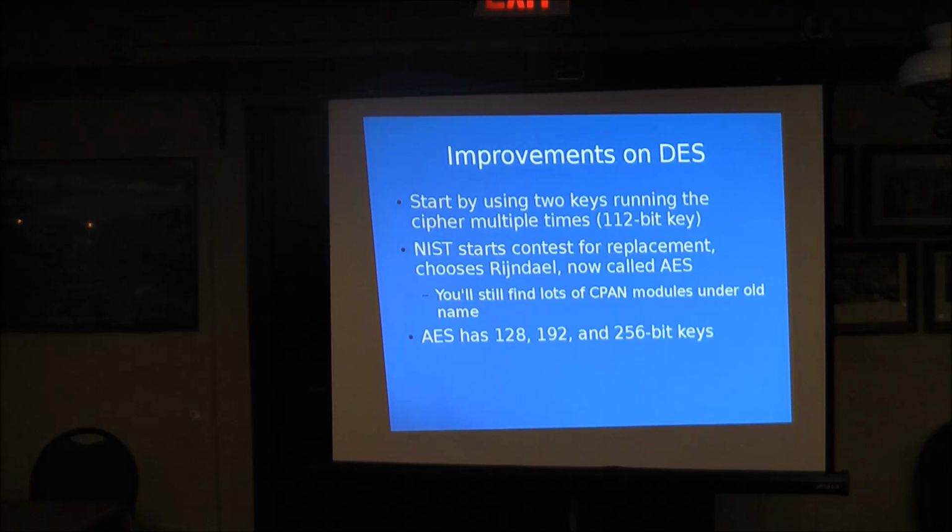If you look around on CPAN, you will generally find them under the Rijndael name, not AES. I've noticed just when I started this presentation that there's a lot more out there under AES now, but under the Crypt namespace you'll find it as Rijndael for the most part. And this goes from 128 to 256-bit keys. And you might ask, when are we going to be able to brute force a 256-bit key?